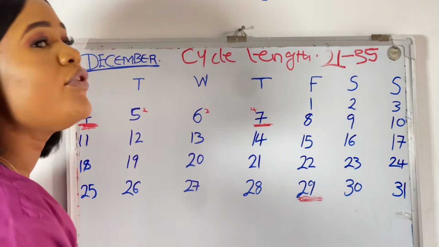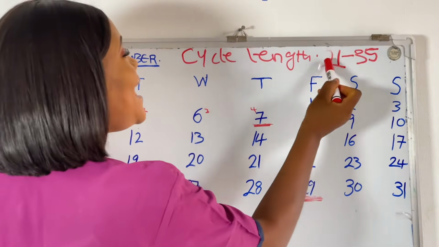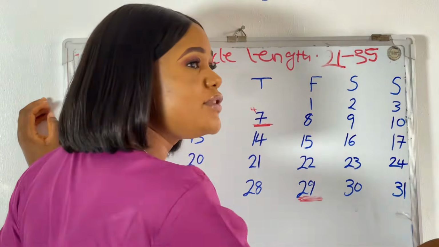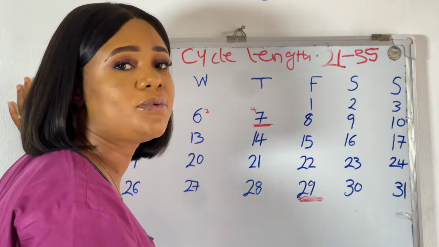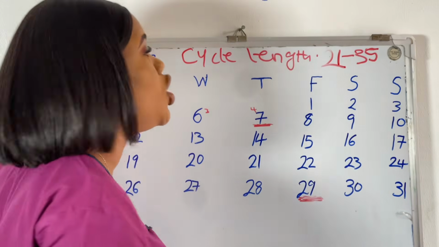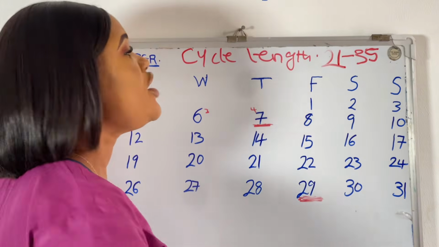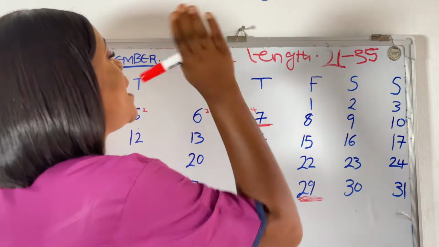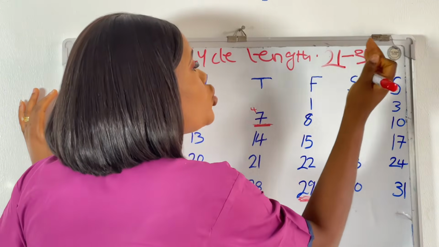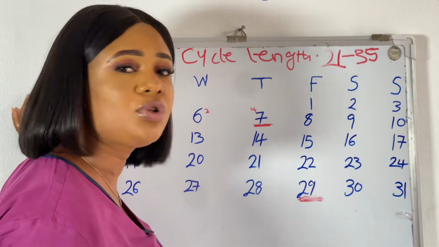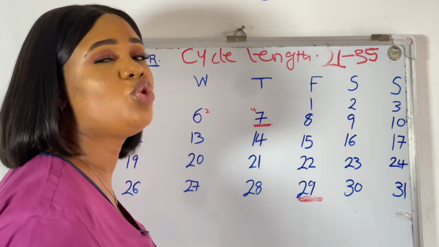So if you have a cycle length less than 21 days or a cycle length greater than 35 days, trust me, you need to go to the hospital. You need to see your doctor. So those of you that say that you see your period twice in a month, if your cycle length is within this range of 21 to 35 days, trust me, there is nothing wrong with you. There's absolutely nothing wrong with you. Trust me, you are safe.